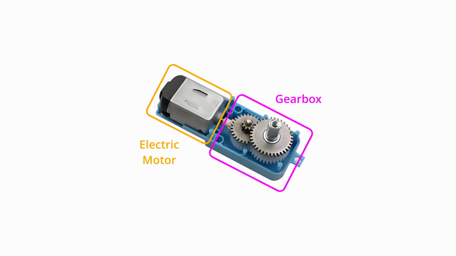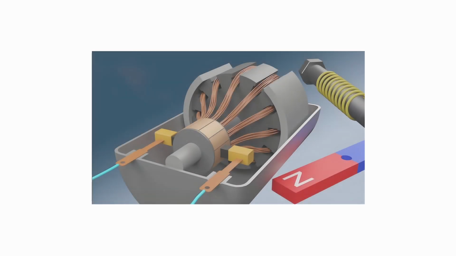The gearbox, on the other hand, is used to adjust the motor's output speed and torque to meet the movement requirements of the car. The car typically uses a DC motor. When the battery supplies power to the motor, the current flows through the motor coil, generating a force in the magnetic field that drives the motor to rotate. This rotational motion is transmitted to the car's wheels through a transmission mechanism, enabling the car to move.